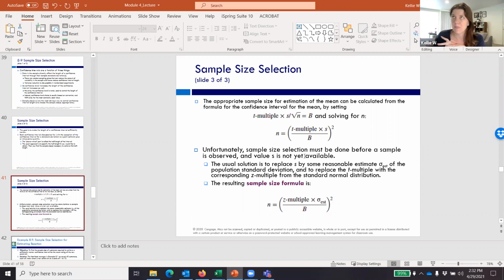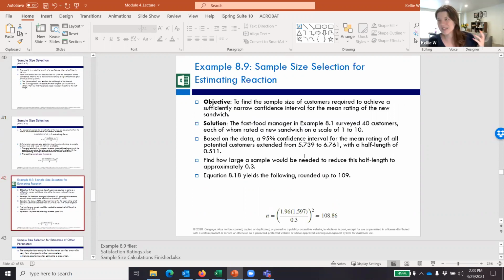That information would either be provided to you, or we'd have some prior calculation that we could infer that information from. And then from there, we're just solving for N. We're just making some substitutions based on these assumptions. Otherwise, it's kind of like cart before the horse. There's no way to know the right sample size because we don't have a sample to get the standard deviation from.